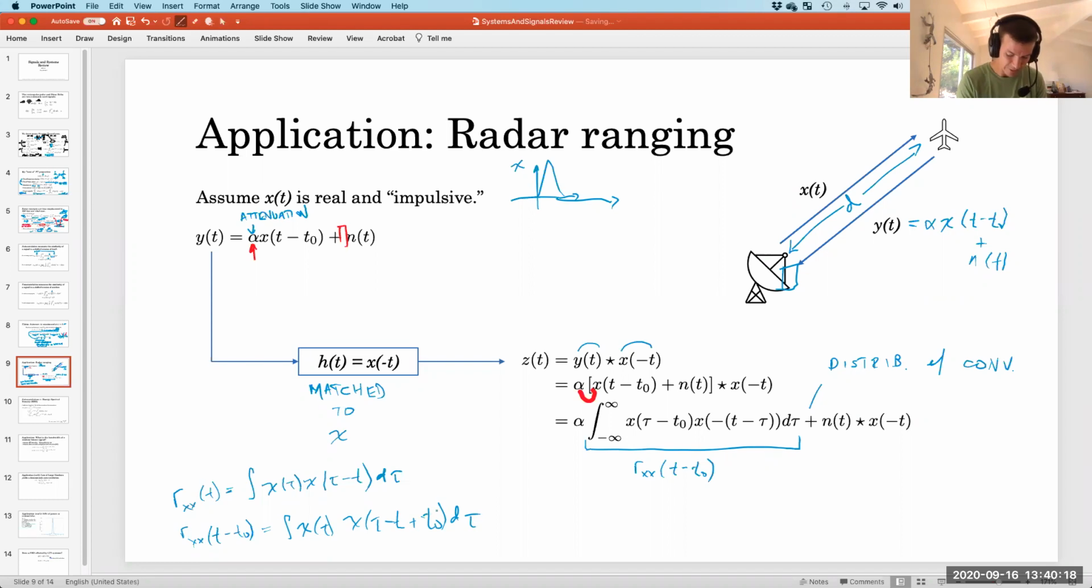And so at first blush, what I just wrote and what I have over here on the right-hand side of the slide doesn't look like it's the same thing, but I think if you did a variable sub, you could force it to the right form. In particular, if I let tau minus t naught be lambda, then I think I could get this integral to look like that integral. Okay, so these are equivalent up to a variable sub. Okay, so the first term looks like a scaled version of Rx, the autocorrelation with a time delay itself. And then over here, we've got what looks like a cross correlation.